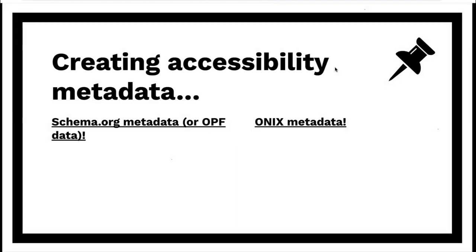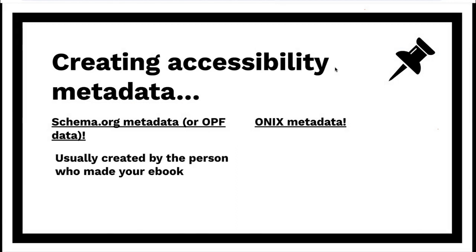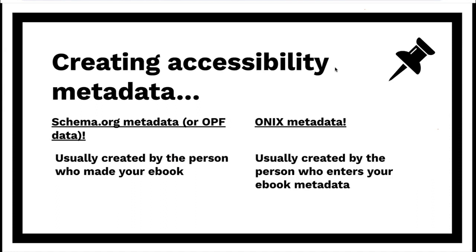The schema.org metadata is created by the person who created your ebook, usually. And usually you aren't going to know what that metadata is until the book is finished, right? You won't have it until you have the book in hand, unless your ebook producer is remarkably communicative. ONIX metadata is typically created by the person who creates your ebook metadata.